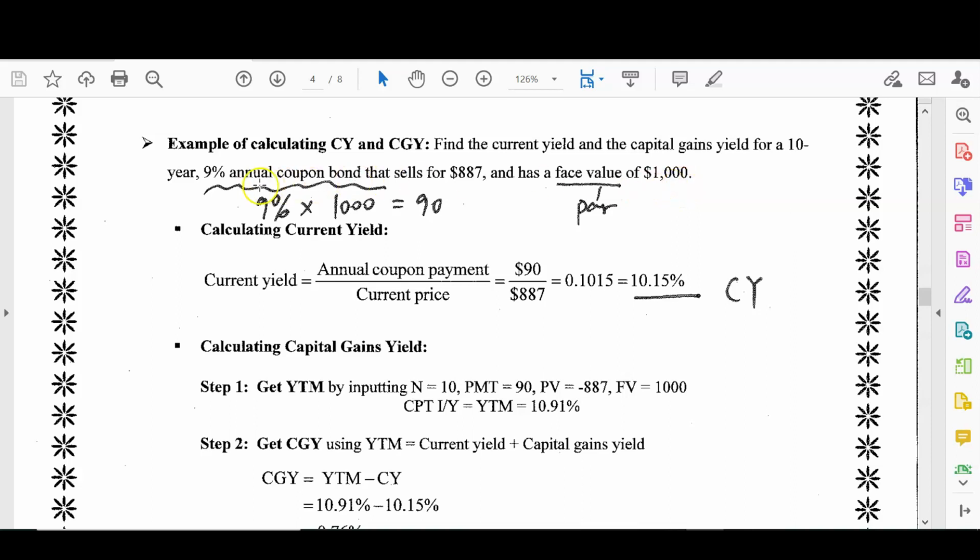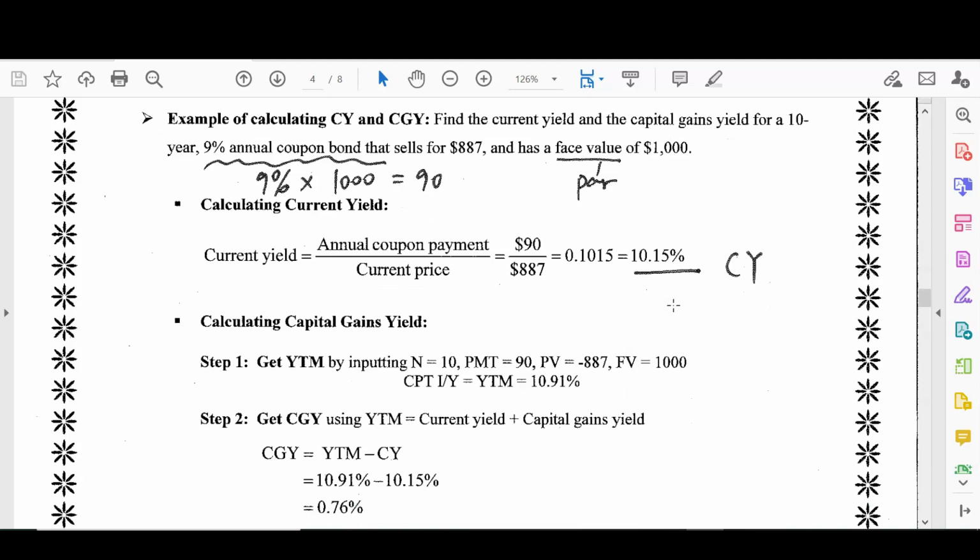Here we have the information that this is a 9% annual coupon bond. Always remember this means that the 9% is the nominal annual coupon rate. So we use 9% multiplied by 1,000. We have 90 as our annual coupon. If we want current yield, we use this annual coupon payment, 90, divided by our current price, 887. The current yield is 10.15%.